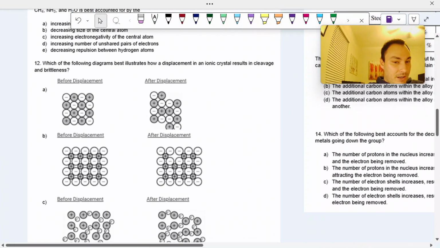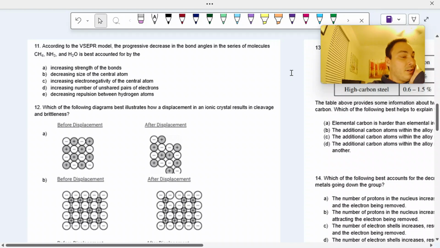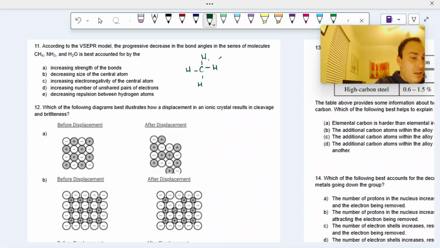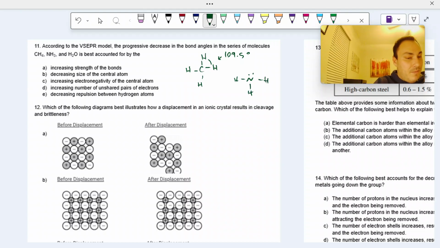Do I have those other 4? I do. They're right here. According to the VSEPR model, the progressive decrease in bond angles in the series of molecules CH4, NH3, and H2O is best accounted for by the... So what it's saying is, if we have methane here, CH4, this bond angle is 109.5. But if we have NH3, this bond angle is like 107.